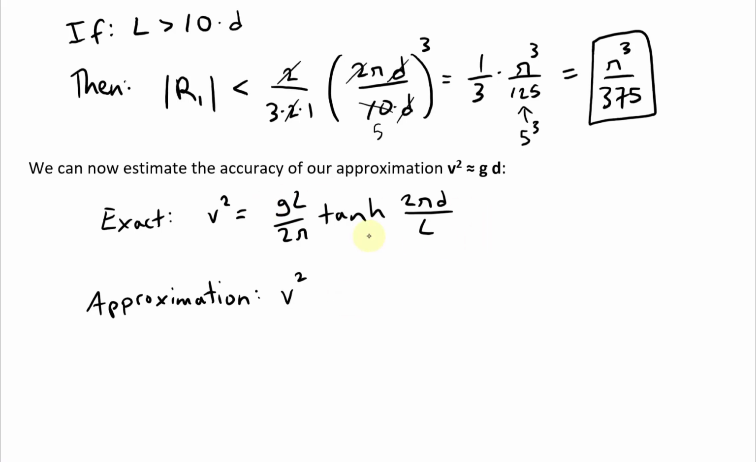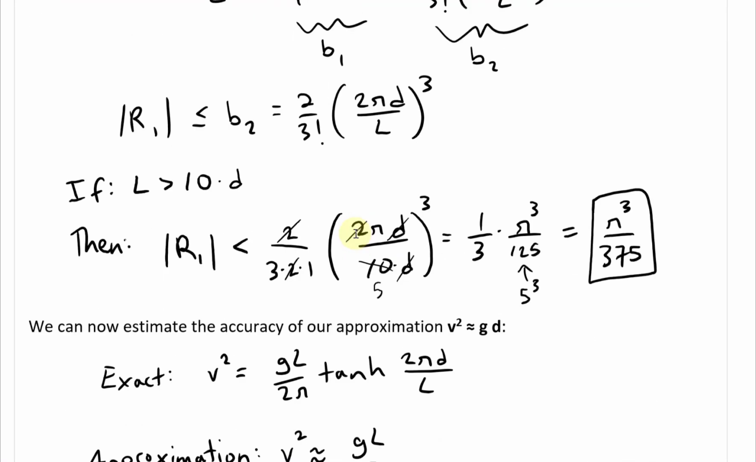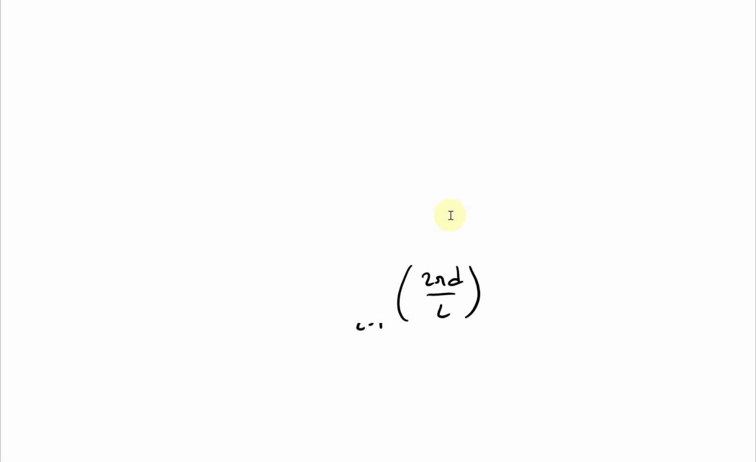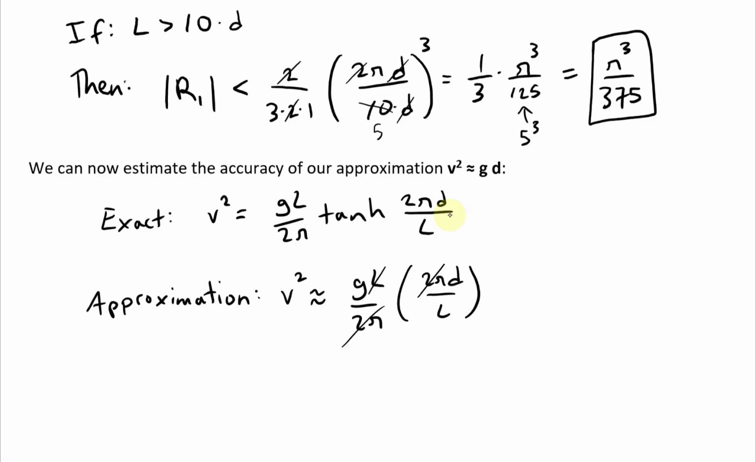So then our approximation was V squared is equal to GL over 2 pi, and then we just used the first term, which was again 2 pi d over L. So this would go down over here, 2 pi d over L, and we replace the tanh. So then as per usual, this all cancels, we get equals GD.